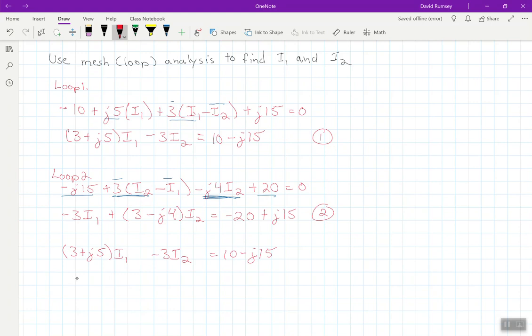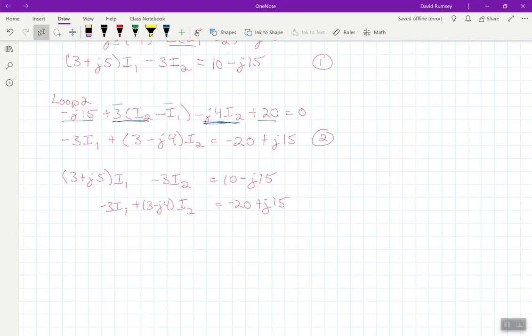And then I have minus 3 I1 plus (3 minus J4) I2 equals negative 20 plus J15. And I have a system of equations and unknowns, so I'd have to solve this. But the difficulty becomes I've got complex numbers, so it becomes a little bit more challenging to solve.